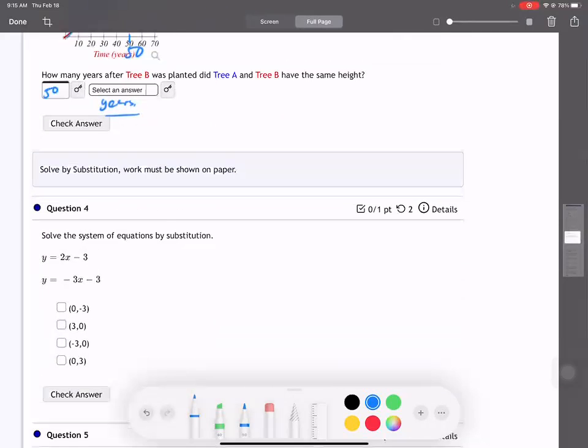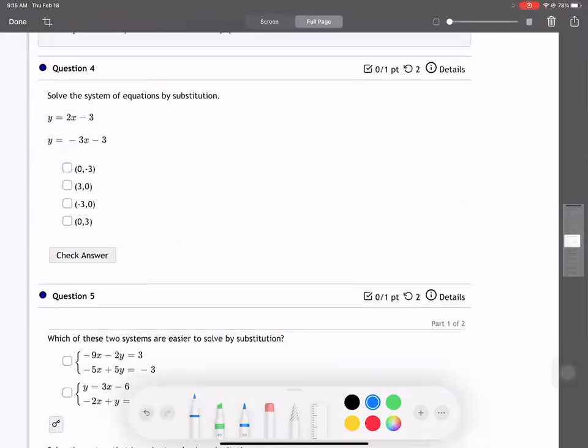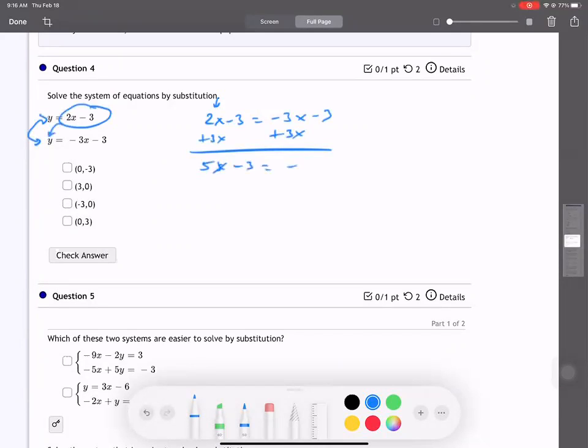Okay, we're on question 4 already. That was pretty fast. Now, solve the system by substitution. So on your work, I should be seeing that you're saying y is equal to y. That's how we do substitution here. We're substituting one variable for another. Y is 2x minus 3. Fine, this y here will be 2x minus 3. We have more x's on this side, so I'm going to add 3x to both sides. 2 plus 3 is 5x. I'm going to add 3 to both sides. 5x is equal to 0. This means when I divide both sides by 5, x is equal to 0.